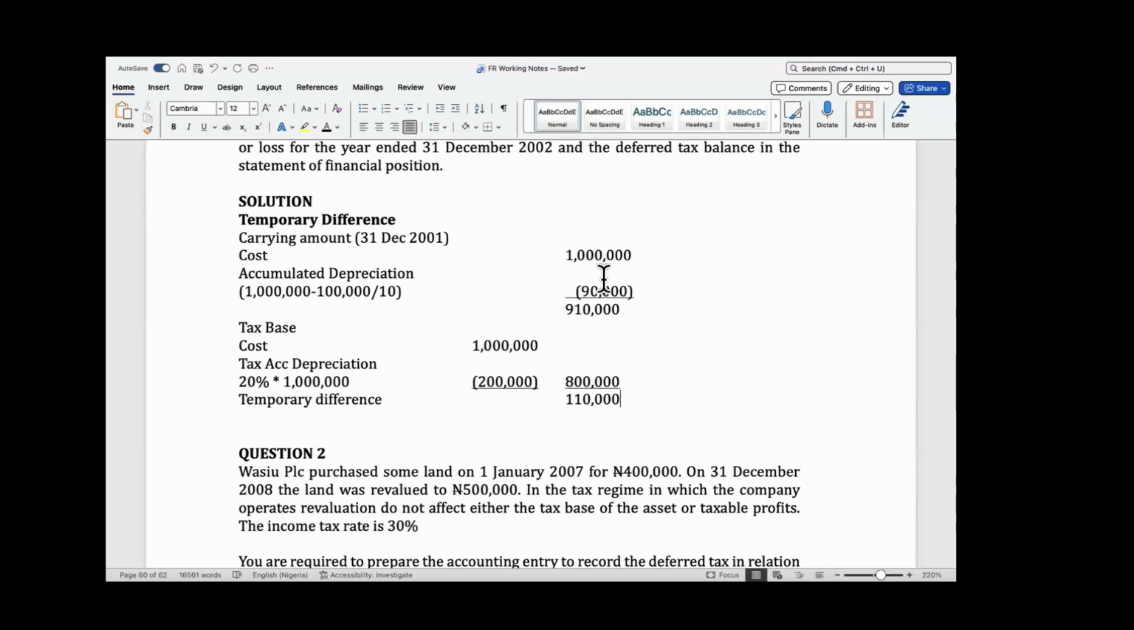Because the carrying amount is higher than the tax base, which makes it a tax liability. Who taught you that one? I've never mentioned that.